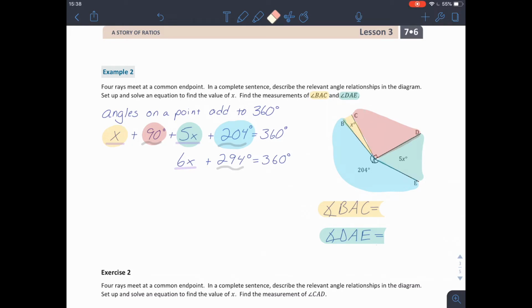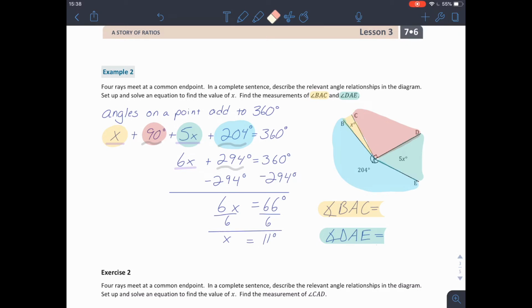The inverse of adding 294 would be subtracting 294. And when I do that and they cancel out, it leaves me with 6x is equal to 66. Then, to undo my multiplication, I do the inverse, which is division by 6 on both sides. Canceling out, leaving me with x is equal to 11 degrees when I do that 66 divided by 6.